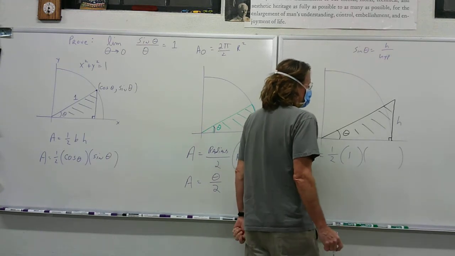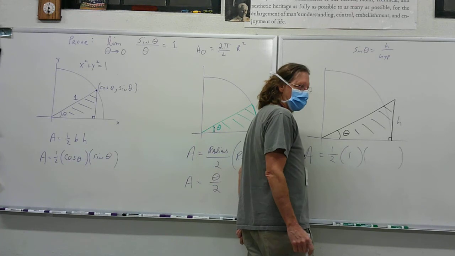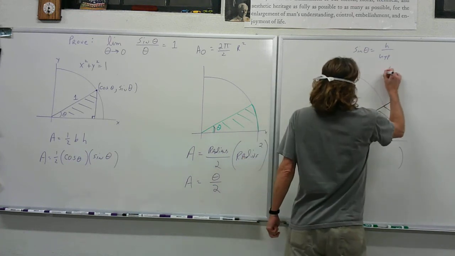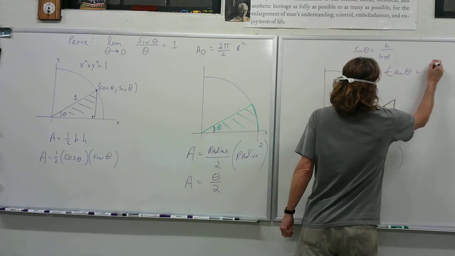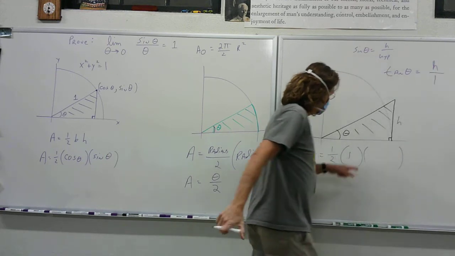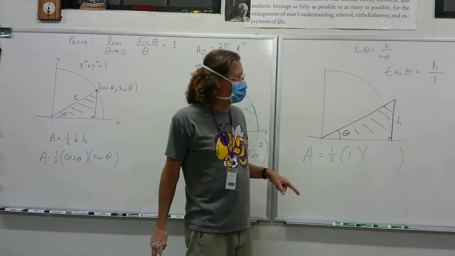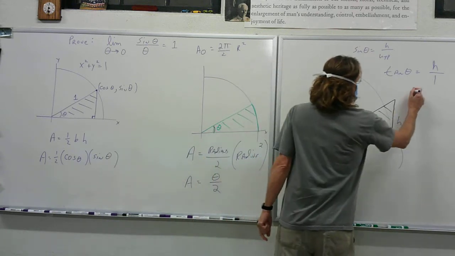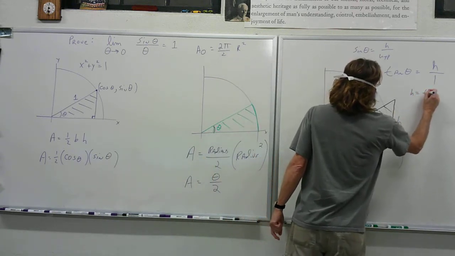If it's just over one, then it's itself. Tangent theta equals the h, the height, over 1, because we know that side is 1. So the height of that triangle is the tangent of theta.